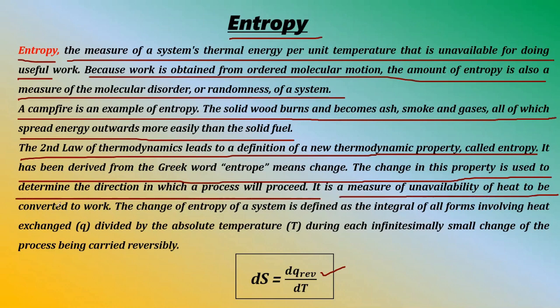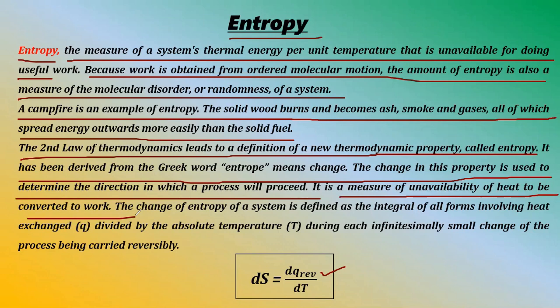It is a measure of unavailability of the heat converted to work. Now this is very important. They're saying the change in the property is used to determine the direction in which a process will proceed. Here we remember Gibbs free energy and spontaneity, right? They will also determine the process, and they're coming gradually. Gibbs free energy and Helmholtz free energy are coming very soon. Okay, get ready for that.